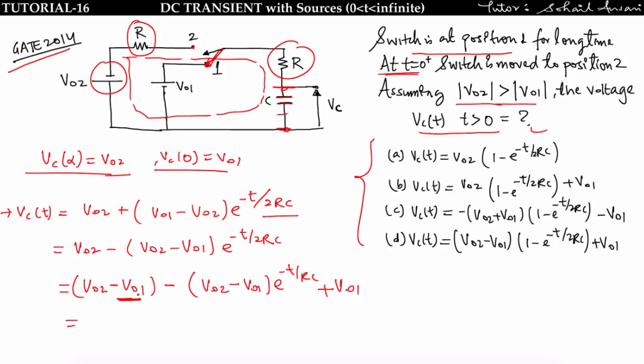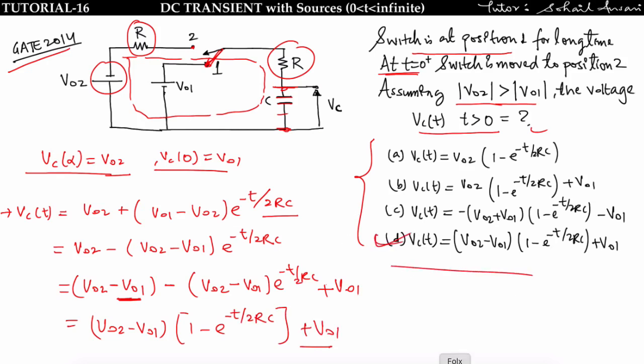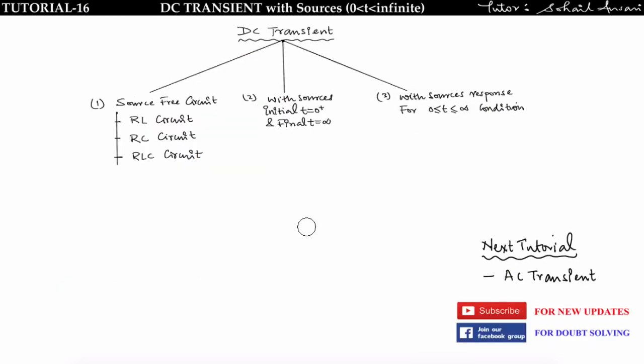Now take V of 02 minus V of 01 common. I will get (V of 02 minus V of 01) into (1 minus e to the power minus t upon 2RC). This is 2RC. Okay, plus V of 01. This is option D. So option D is correct. Got it? That's all about DC transient.